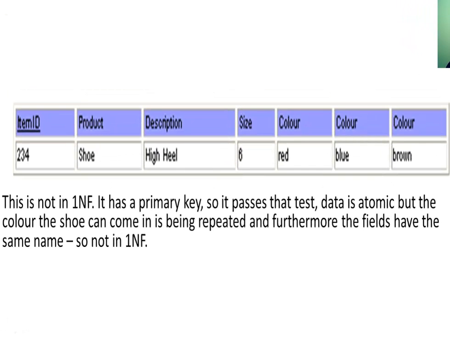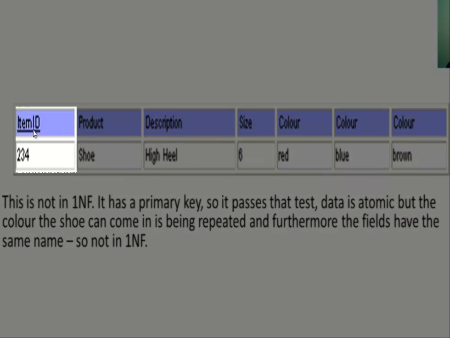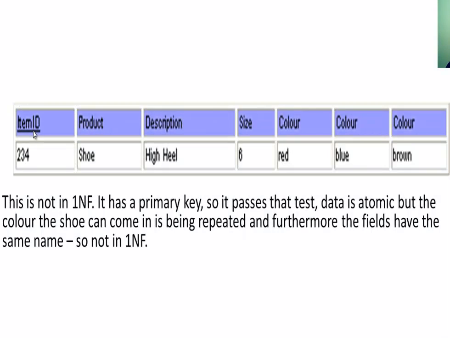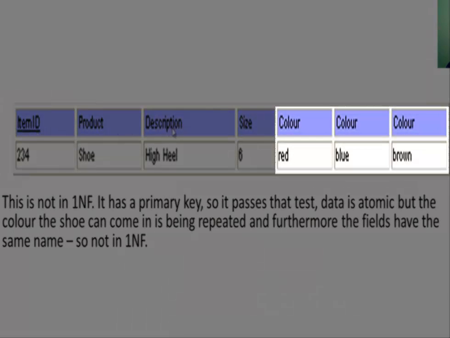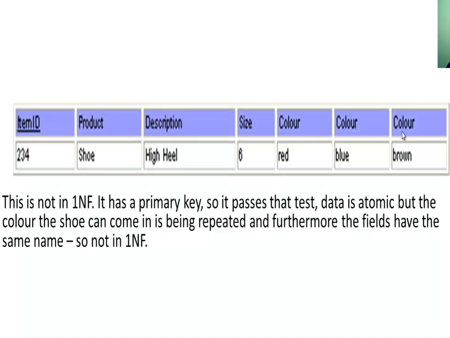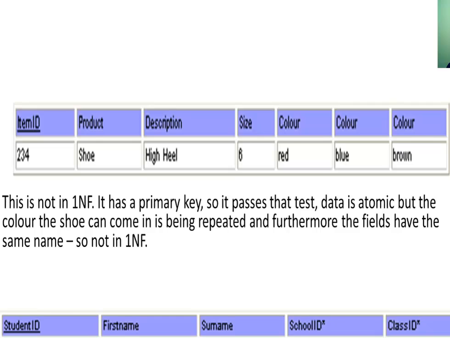Again, this is not in first normal form. Although it has the primary key, so passes that test, and the data is atomic, it has been broken down as far as it can be. But the colour the shoe can come in is being repeated. And furthermore, the fields have the same name. So it is not in first normal form.